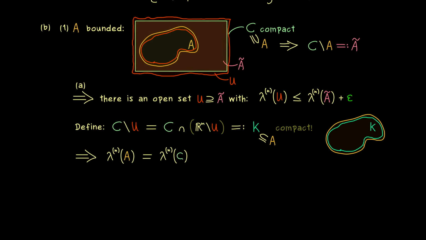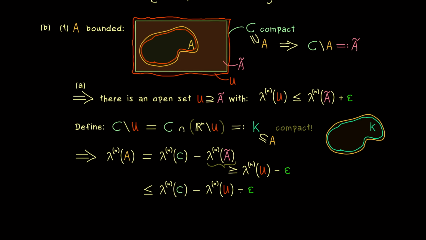And first of all, you should see that our compact set C is split up into two disjoint sets, namely A and A tilde. Therefore, we can simply express the Lebesgue measure of A as this difference here. And there we can bring our open set U in because we have this inequality. So we subtract something that is bigger than lambda of U minus epsilon. Therefore, we get this inequality for our Lebesgue measure of A. And because of minus minus, we have a plus epsilon.